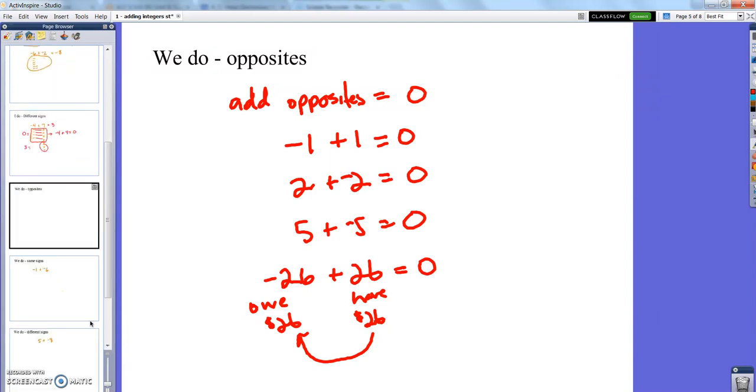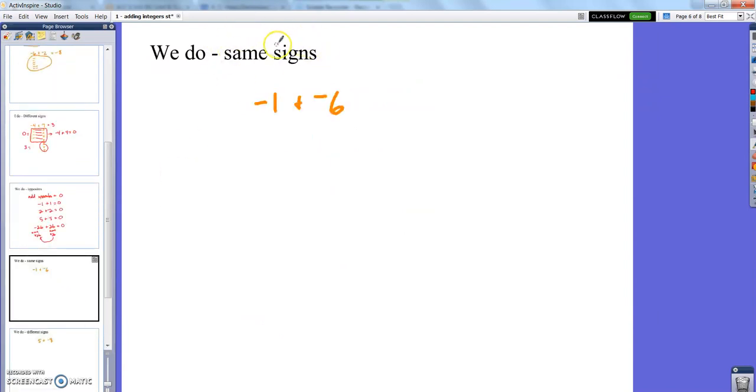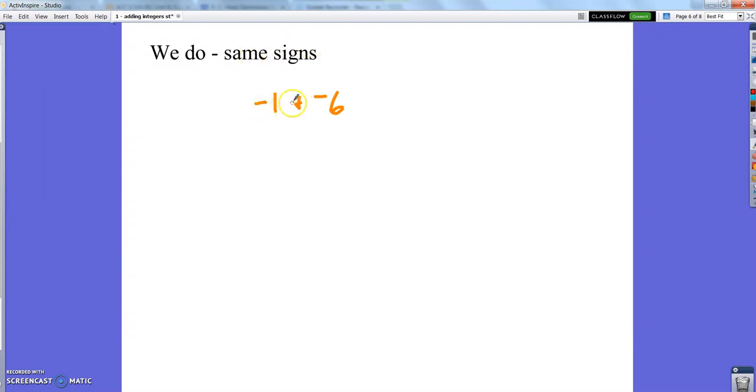All right? So let's start with a same signs example. So this is negative 1 plus negative 6. Now let me take a quick pause here. Signs can get really confusing, right? If I write negative 1 plus negative 6 like this, it starts to look really confusing when I have two signs together like that, plus then minus together.